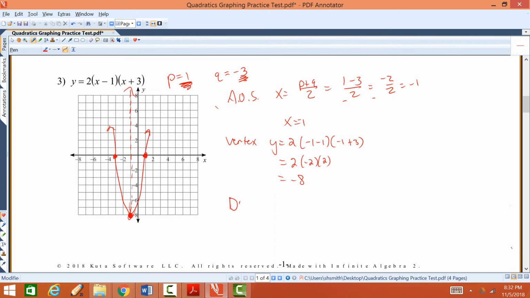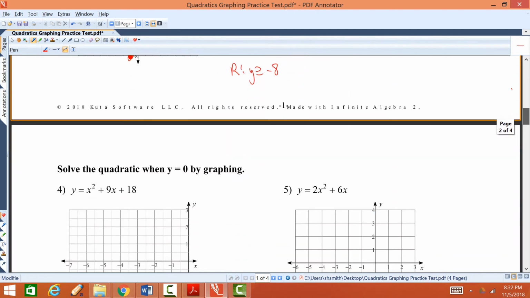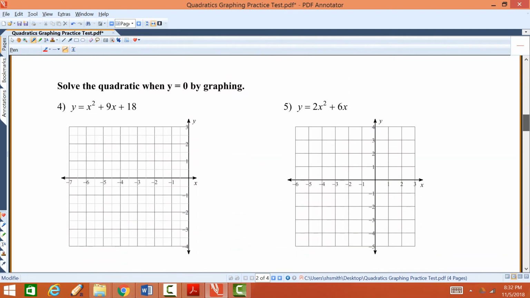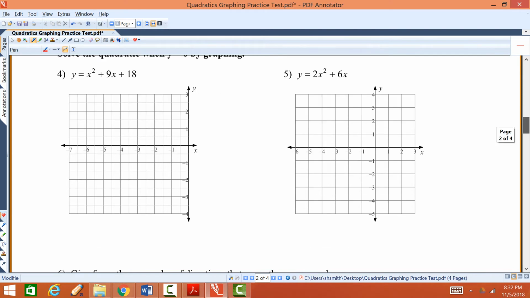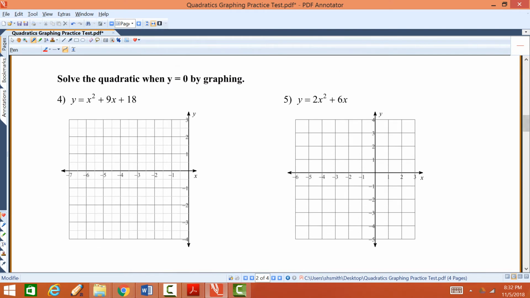So the domain is all reals, and the range is y is greater than or equal to negative 8. Okay, and that's the graphing. Alright, you can also solve the quadratic when y equals 0 by graphing. So if you solve this quadratic, you can just use the table button in your calculator for these. I'm totally okay with that, just to get the points.